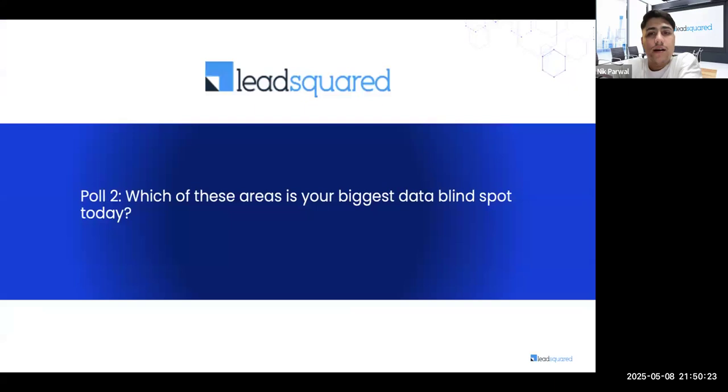Absolutely agreed. Second poll coming up. Which of these areas is your biggest data blind spot today? Is it intake and scheduling patterns? Is it no-shows and drop-offs? Is it referral tracking? Or is it follow-up automation? Which of these areas is your biggest blind spot, where you have no idea what's going on? So go ahead, put in your answers. Love to understand that.